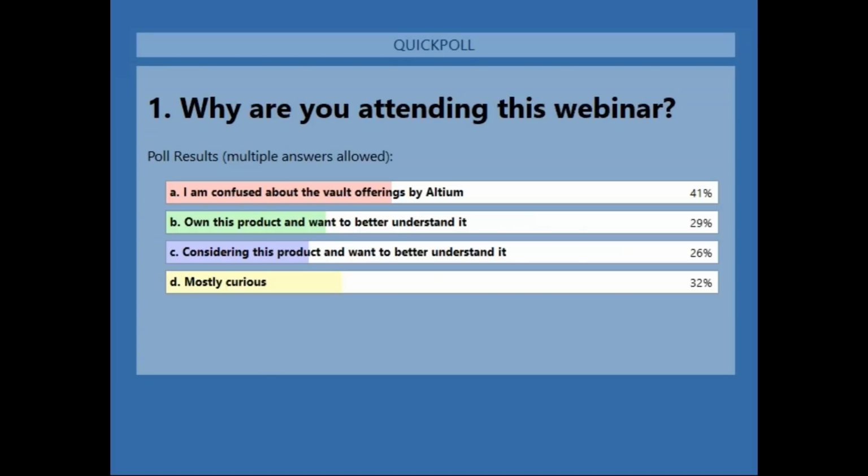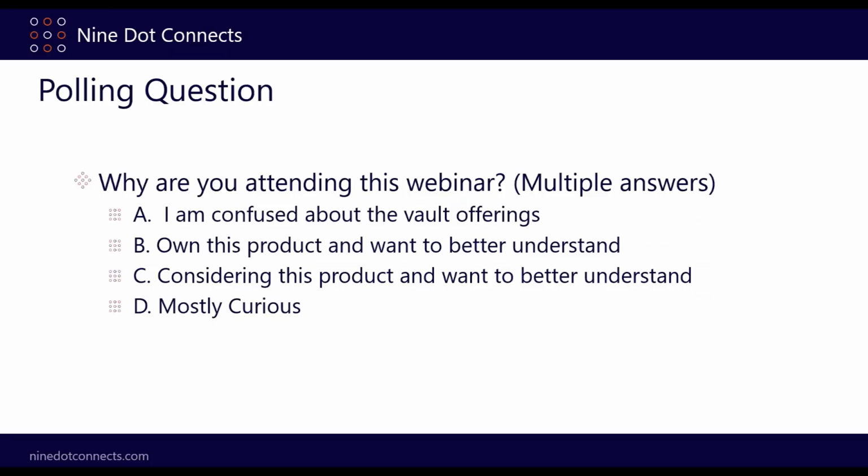Hopefully you can see the results over here: 41%, a bit confused about the Vault offering. That doesn't surprise us. I'd still have some points of confusion about it too. About a third of you own the product and want a better understanding of it. About 25% of you are considering this product and want a better understanding. And then about a third of you are just simply curious. So we have a really good peanut butter spread of different interests. Hopefully I'll be able to touch upon everything you're looking to understand.